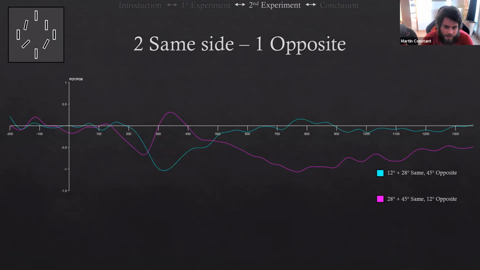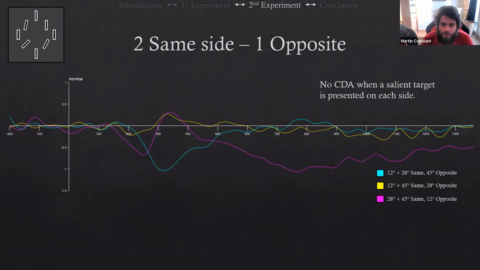When the 12-degree and the 28-degree are on the same side, we have again an N2PC, although it is delayed in time, but it is not followed by a CDA. And finally, when 12-degree and 45-degree are on the same side, there is basically no lateralized activity. This could be because when a salient target is present on each side of the display, there is no CDA because their activity sort of cancels out mathematically. Participants remember both the salient target on the left and on the right of the display, which means that we have no lateralized ERP.